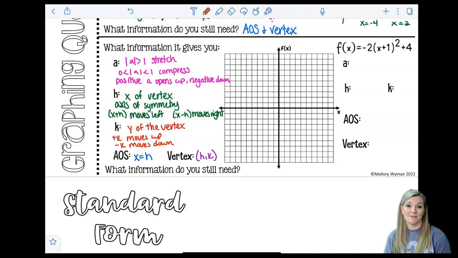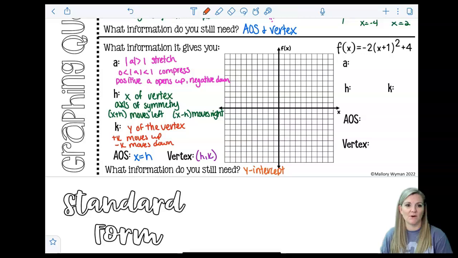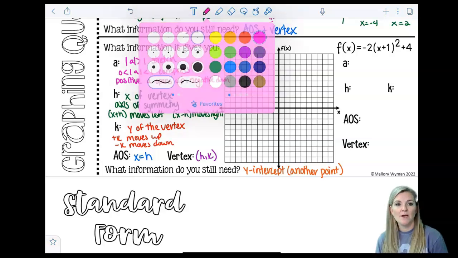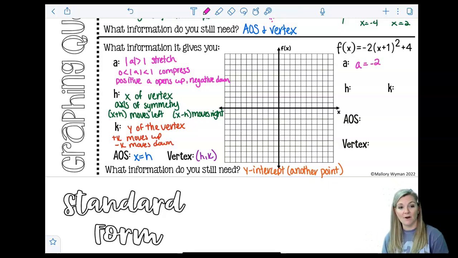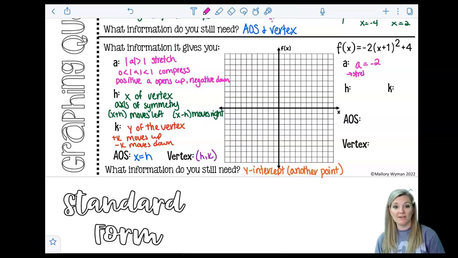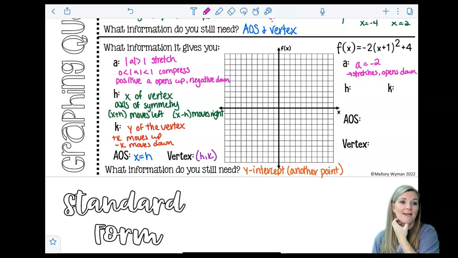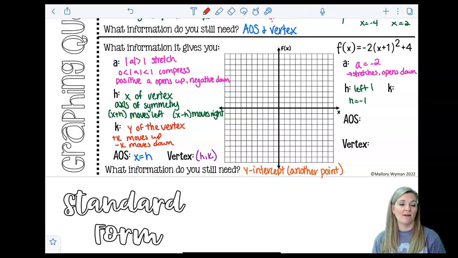We just like to use the y-intercept because it's very easy to plug in a 0. So I'm looking at this example over here. f(x) = -2(x + 1)^2 + 4. My a value is negative 2. It has a negative in front, so it is going to open down, and the 2 is going to stretch it. My h is negative 1, which means it's going to go left 1. My k is going to go up 4, a positive 4.